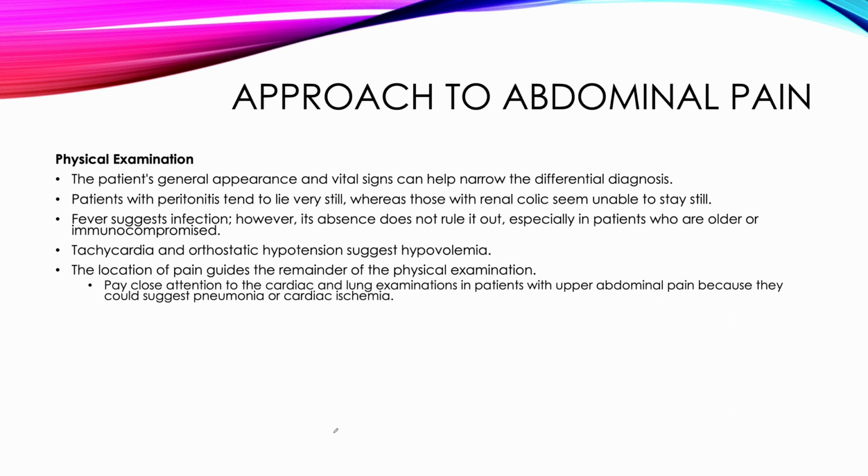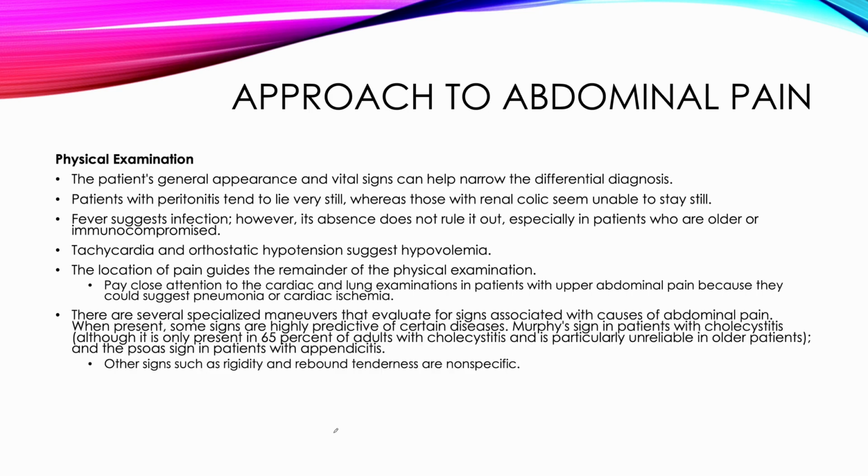Remember, the location of the pain is going to drive the remainder of the exam. Don't neglect your cardio and pulm exams, because upper GI pain can overlap. And then, depending on where your pain is located, there are special tests that we can do. For instance, in the right upper quadrant, we can do a Murphy's sign looking for cholecystitis. In the right lower quadrant, we can do a psoas sign, or check a Rovsing sign. And we always want to assess for rebound tenderness and guarding to suggest peritonitis.